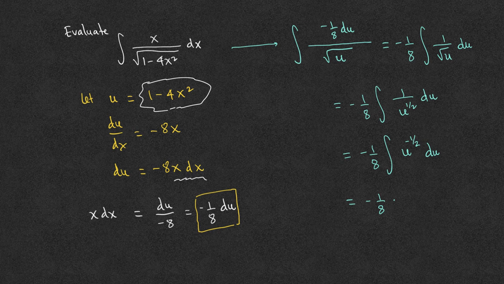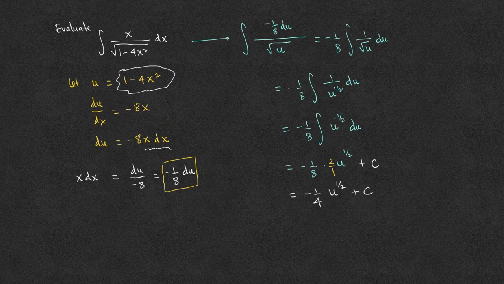Using the power rule, we add 1 to the power. Negative 1/2 plus 1 is positive 1/2, and we multiply by the reciprocal of this new power, which is 2 over 1. Don't forget to add a plus c, because this is an indefinite integral. Simplifying this, we have negative 1 over 4 u to the 1/2 power plus c.